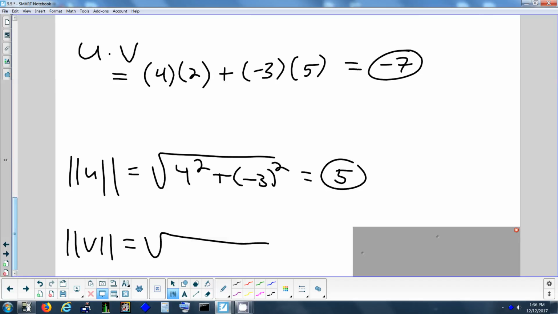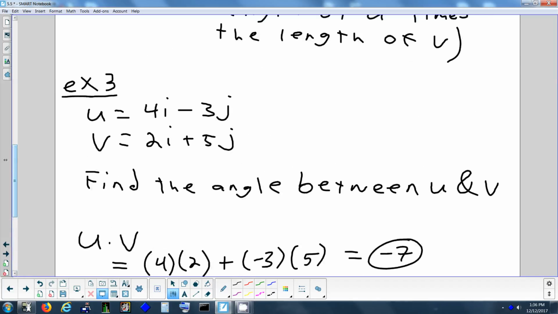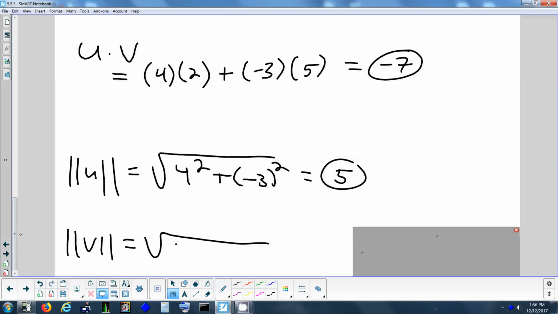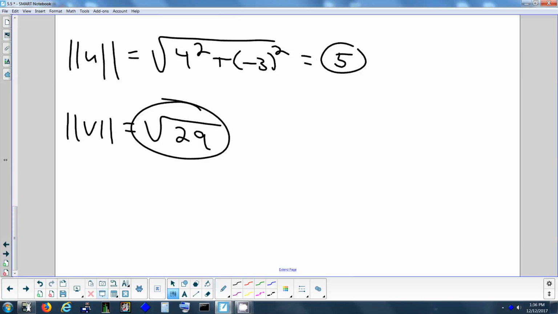And the last thing we need is the length of v. So 2 squared gives me 4, 5 squared is 25, and 25 plus 4 is the square root of 29. Even if that could be reduced, I don't really care because that's not the final answer. Now we have what we need to fill in the formula.